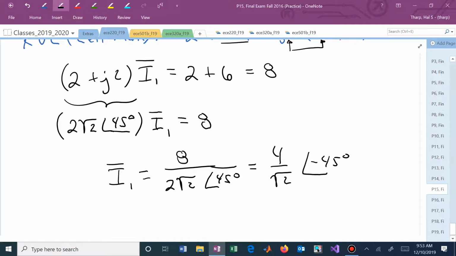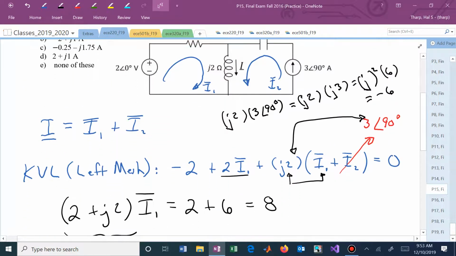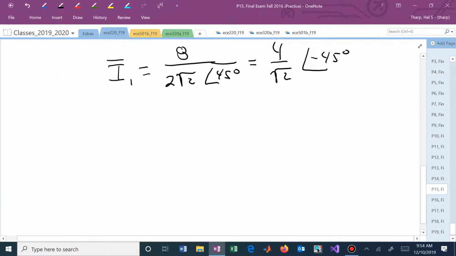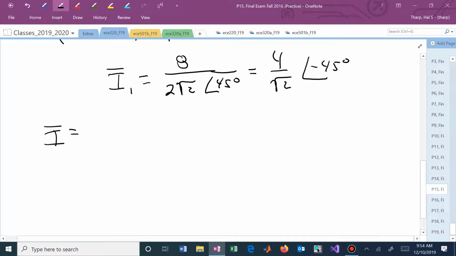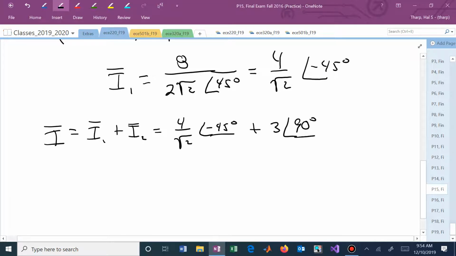We actually needed the total current I and not just I1. We now need to add that to I2 to obtain the actual answer. So we now need I, which is I1 plus I2. This is now 4 over the square root of 2 at minus 45 degrees plus, and what was I2? That was 3 at 90 degrees. So if you convert those both to rectangular, you can add them up and end up with I.